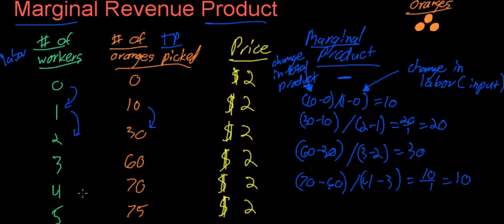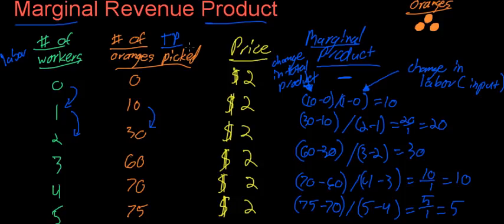And then lastly, the fifth worker gives us 75 minus 70 divided by 5 minus 4, which is just going to be 5 over 1, which is 5. So this written out is that the fifth worker increases total product by 5. And I'll just put in parentheses from 70 to 75.